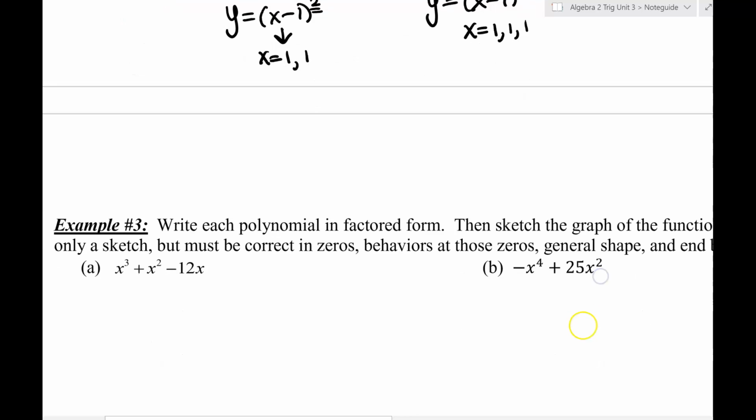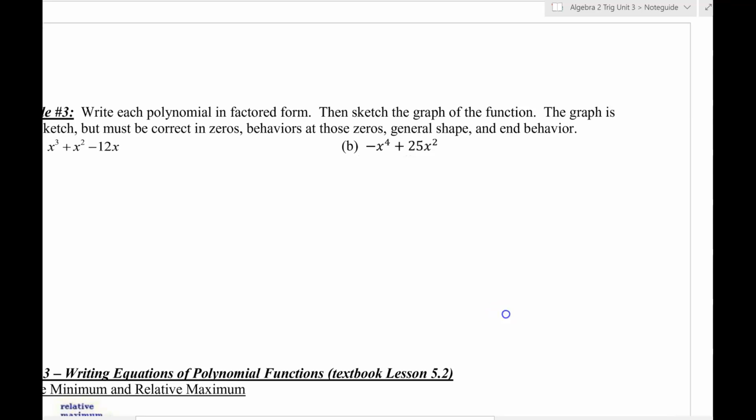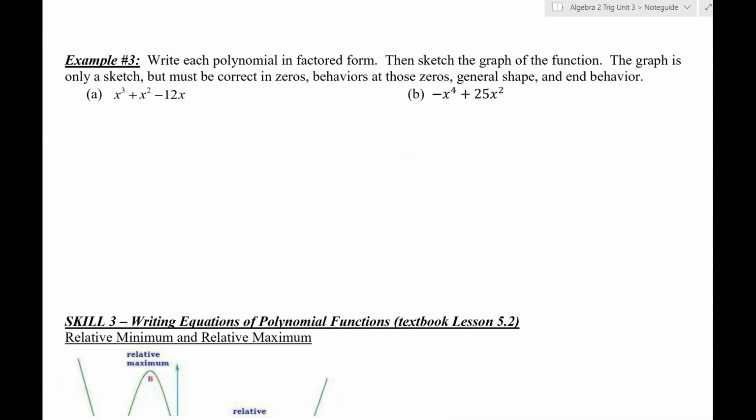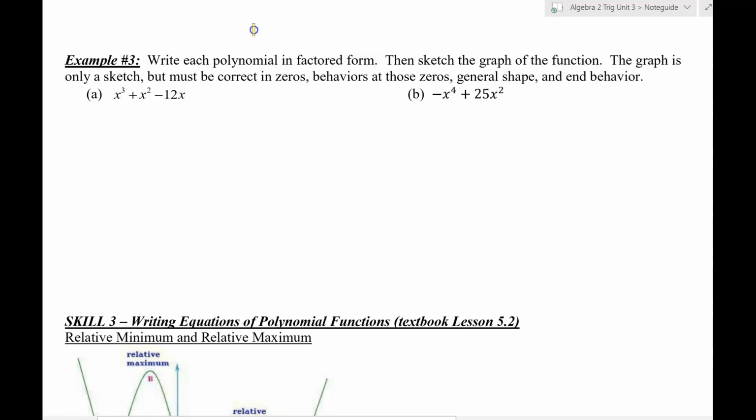While we are sketching, when we ask you to sketch, we're not asking you to be as exact as we have with our graphing with transformations. We're not asking for exact points that build the perfect correct shape. We're asking for a graph to be a sketch, so it has to be correct in zeros, the way it behaves at the zeros, the general shape, and the end behavior. So we're going to try and sketch each of these.